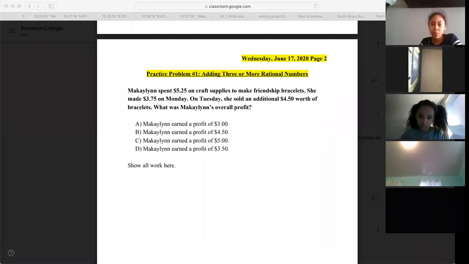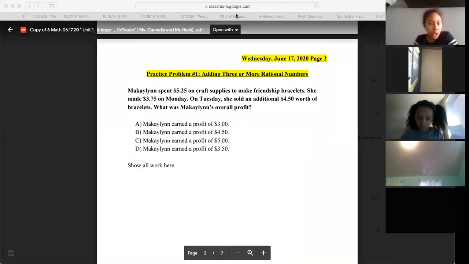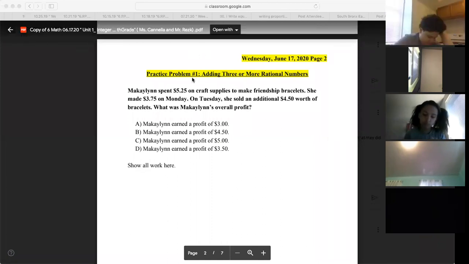Michaela spent $5.25 on craft supplies to make friendship bracelets. She made $3.75 on Monday. On Tuesday, she sold an additional $4.50 worth of bracelets. What was Michaela's overall profit?